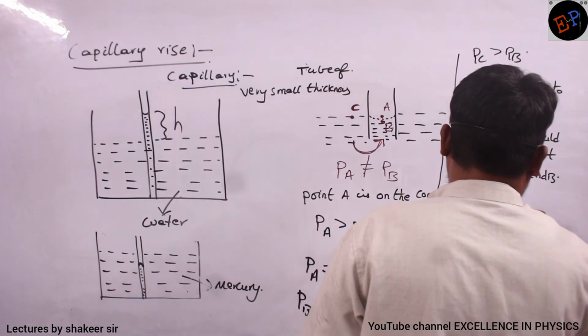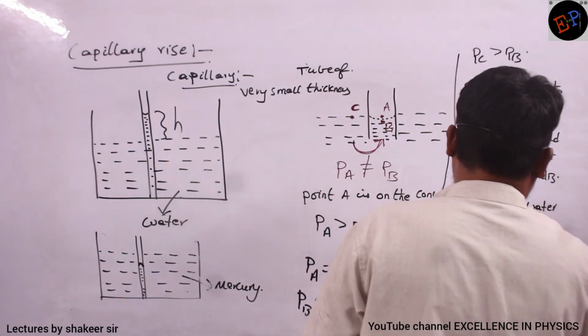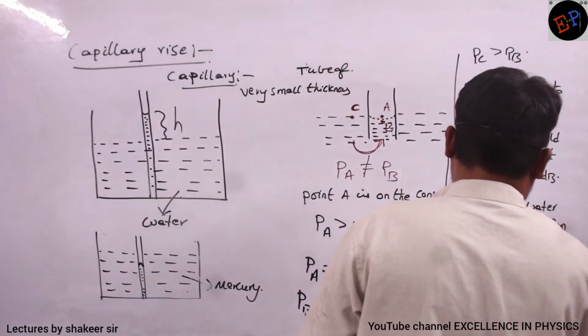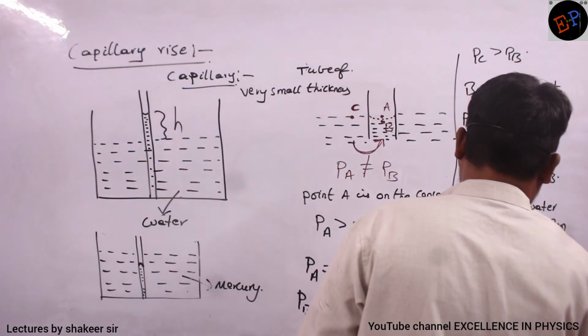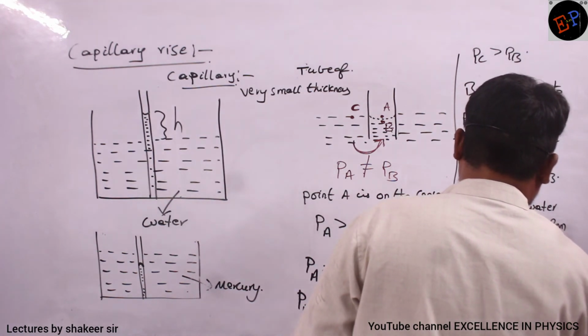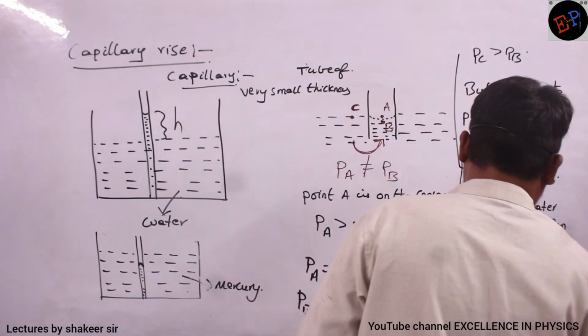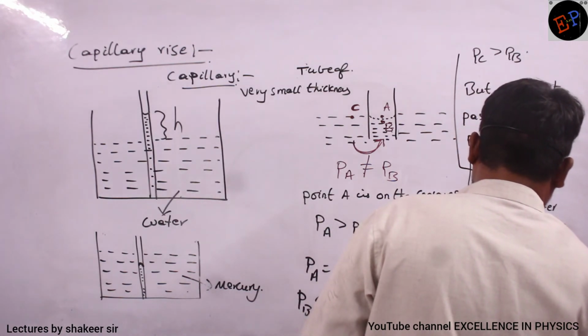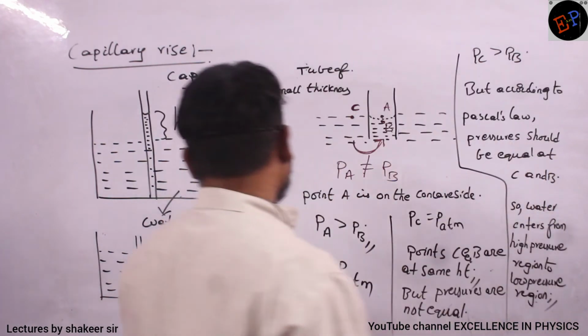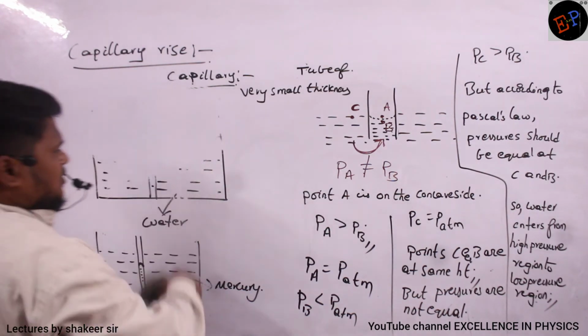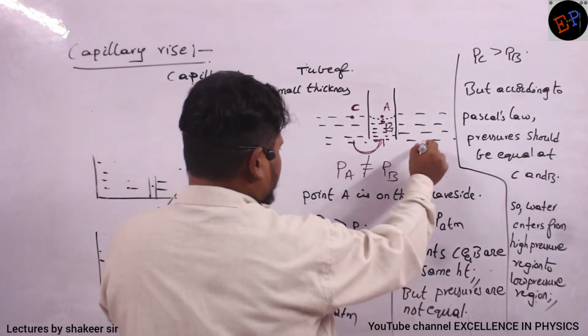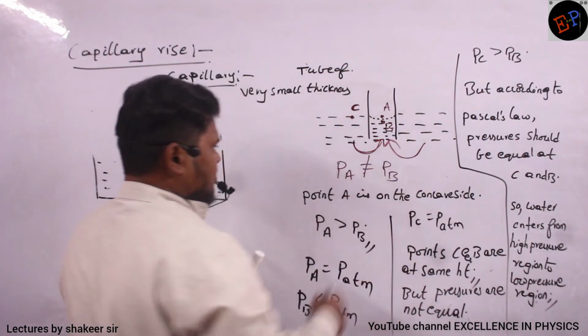So water enters from the high pressure region to the low pressure region. Water enters from which region to which region? It enters from the high pressure region to the low pressure region. Are you able to understand? It means from the high pressure region, water continuously enters into the low pressure region.